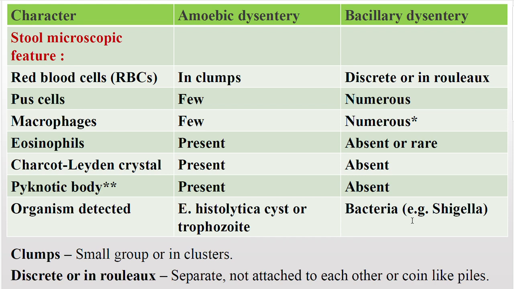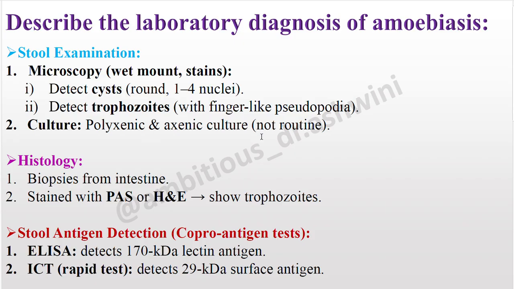Now, lastly, we will see the laboratory diagnosis of amoebiasis. Stool examination is done. Macroscopy. Wet mount stain. Detects cysts, round, with 1 to 4 nuclei. Detects trophozoites with finger-like pseudopodia. Culture is done, that is polyxenic and axenic culture, not routine. Histology. In histology, biopsies from the intestine are done and stained with PAS or H&E, shows trophozoites. Stool antigen detection is done, that is coproantigen test, ELISA test, detects 170 kDa lectin antigen, and ICT, that is a rapid test, detects 29 kDa surface antigen.